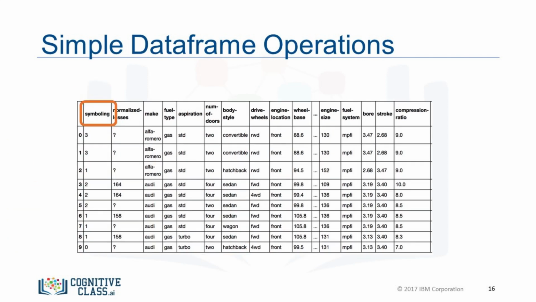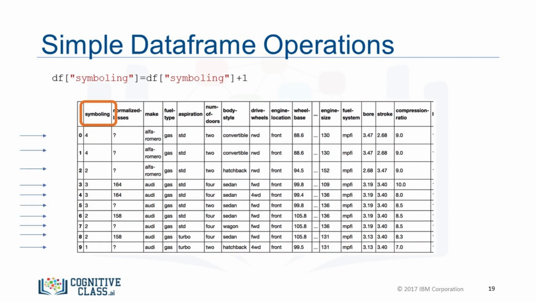There are many ways to manipulate data frames in Python. For example, you can add a value to each entry of a column. To add one to each symboling entry, use this command. This changes each value of the data frame column by adding one to the current value.